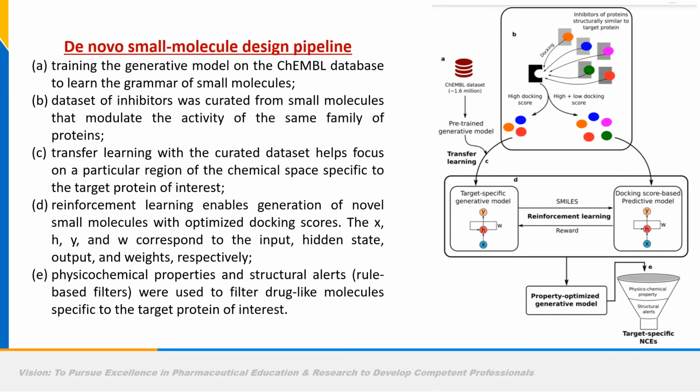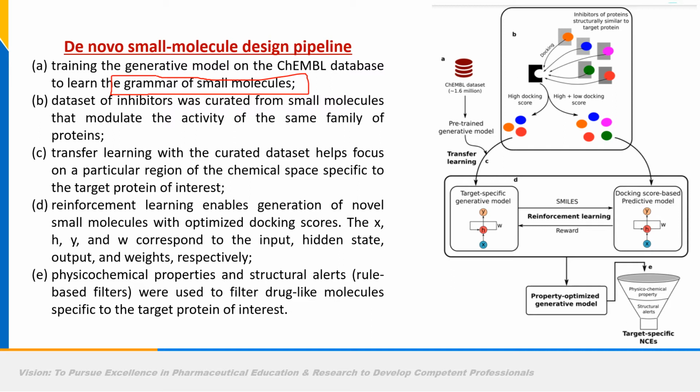So the de novo small molecule design pipeline we will understand once again as per this paper. The first step is training the generative model on the ChEMBL database. For example, you may choose another database also like PubChem, DrugBank or ZINC for that matter, to learn the grammar of a small molecule. Your model should learn what is required for a molecule to be called a drug molecule. For this, you have to teach it the features in terms of descriptors, bonds, atoms, everything.